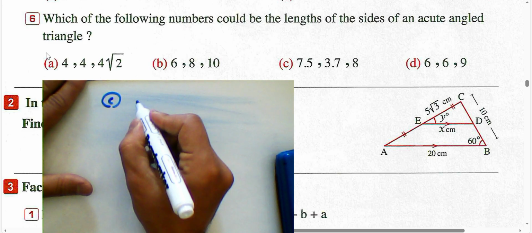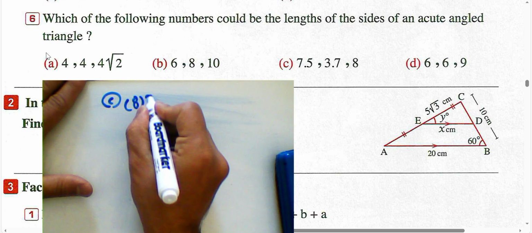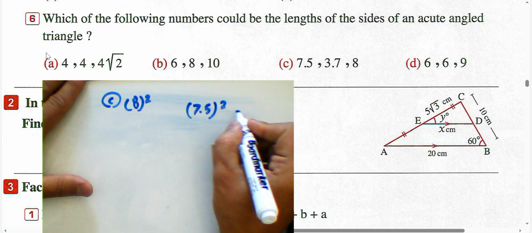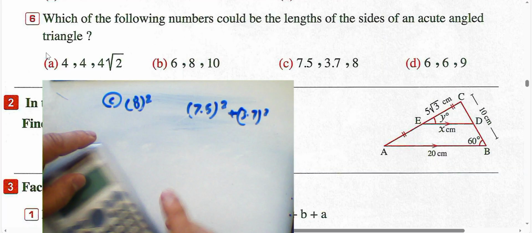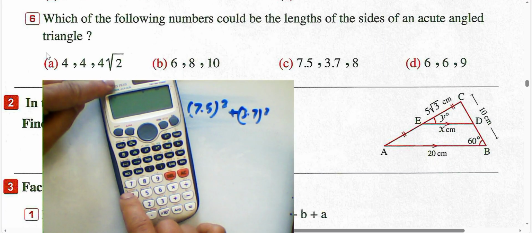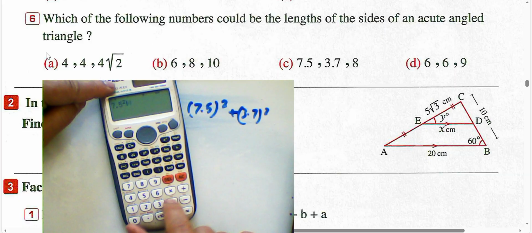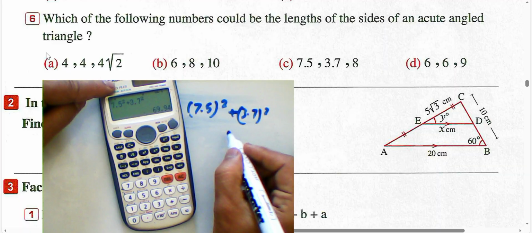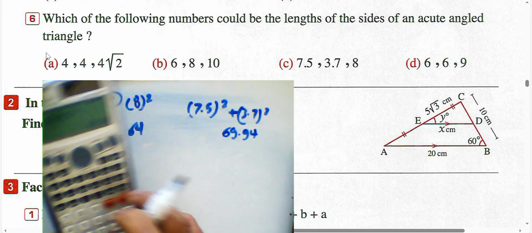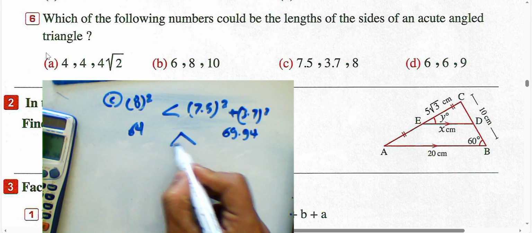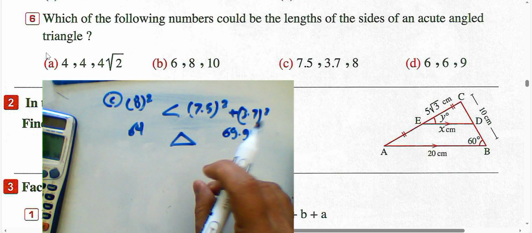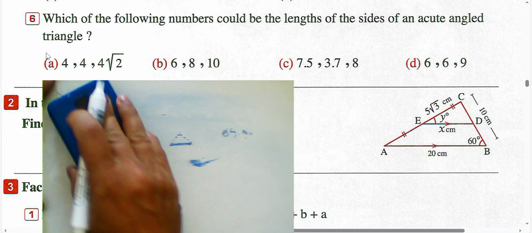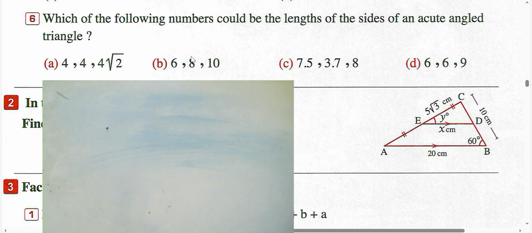Letter C: the greatest number here is 8, right? 8 squared is 64, and 7.5 squared plus 3.7 squared. You can use a calculator to find the answer here, like this. It will be 69.94. Then this number is greater, so this triangle will be an acute angle triangle, because the right hand side is greater than the left hand side. So you must choose letter C, acute angle triangle. Okay, letter C. Next question.